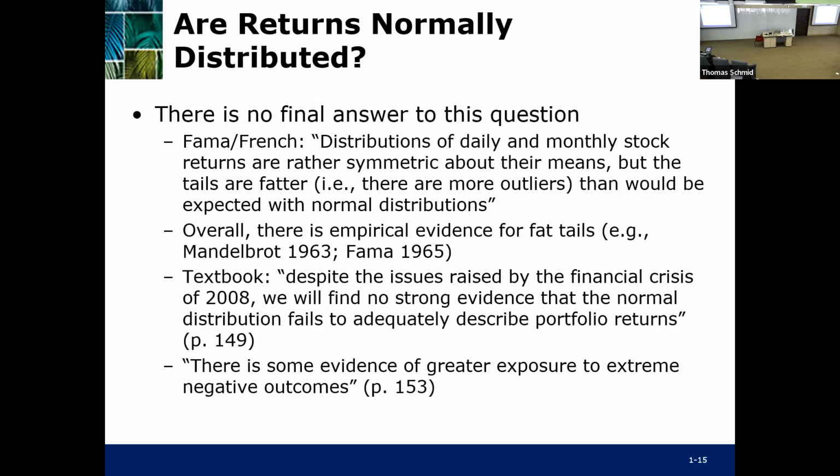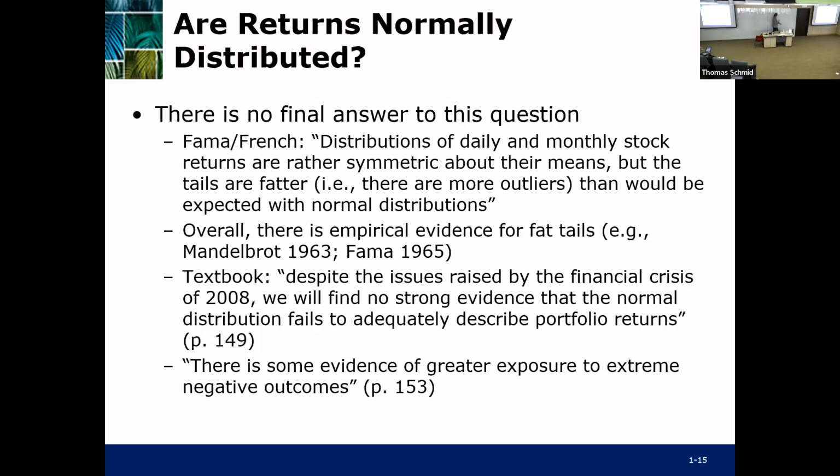Okay? So what they say is that distributions of daily and monthly stock returns are rather symmetric about their means, indicating that skewness is not an issue. It's relatively symmetric. But the tails are fatter than would be expected with a normal distribution. So, symmetric, but fat tails.